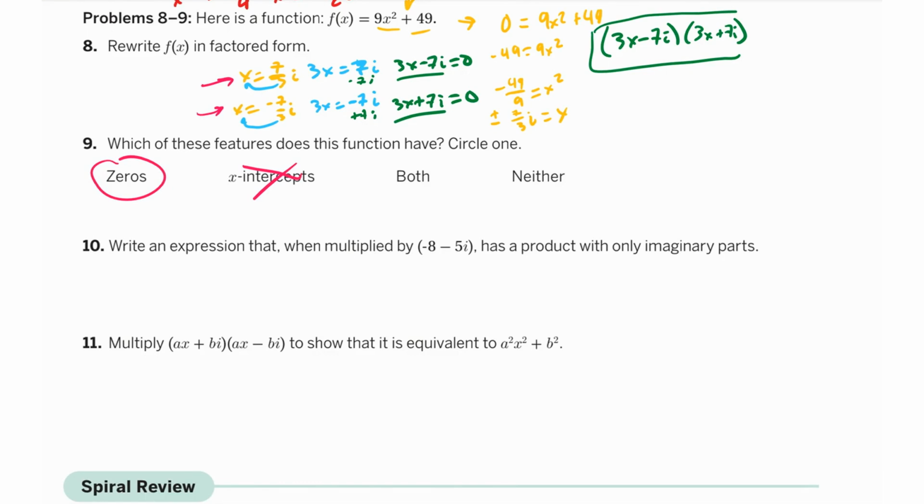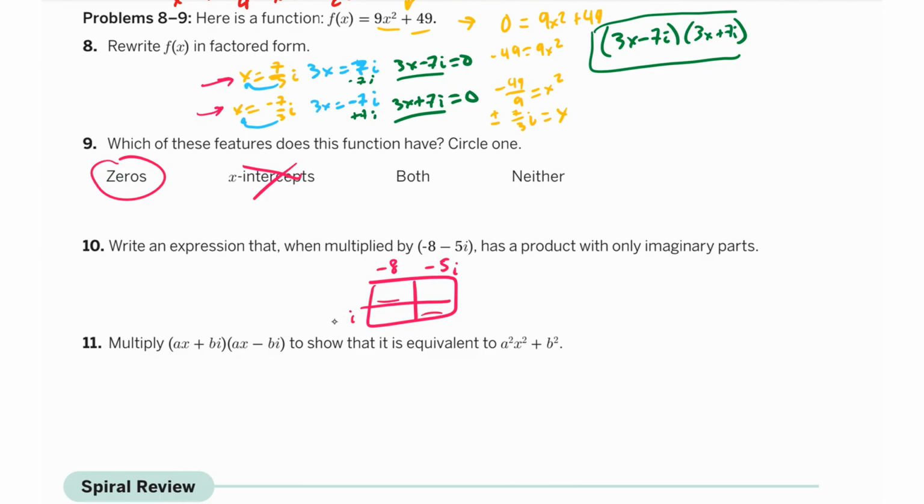All right, for number 10, write an expression that when multiplied by -8 minus 5i has a product with only imaginary parts. So this one's a little bit different, where we actually want our real numbers to cancel out here. So when I'm going through this, let's use the box to show. So we have -8 minus 5i, and this bottom left one is going to be i also. We want these two numbers to be the same.